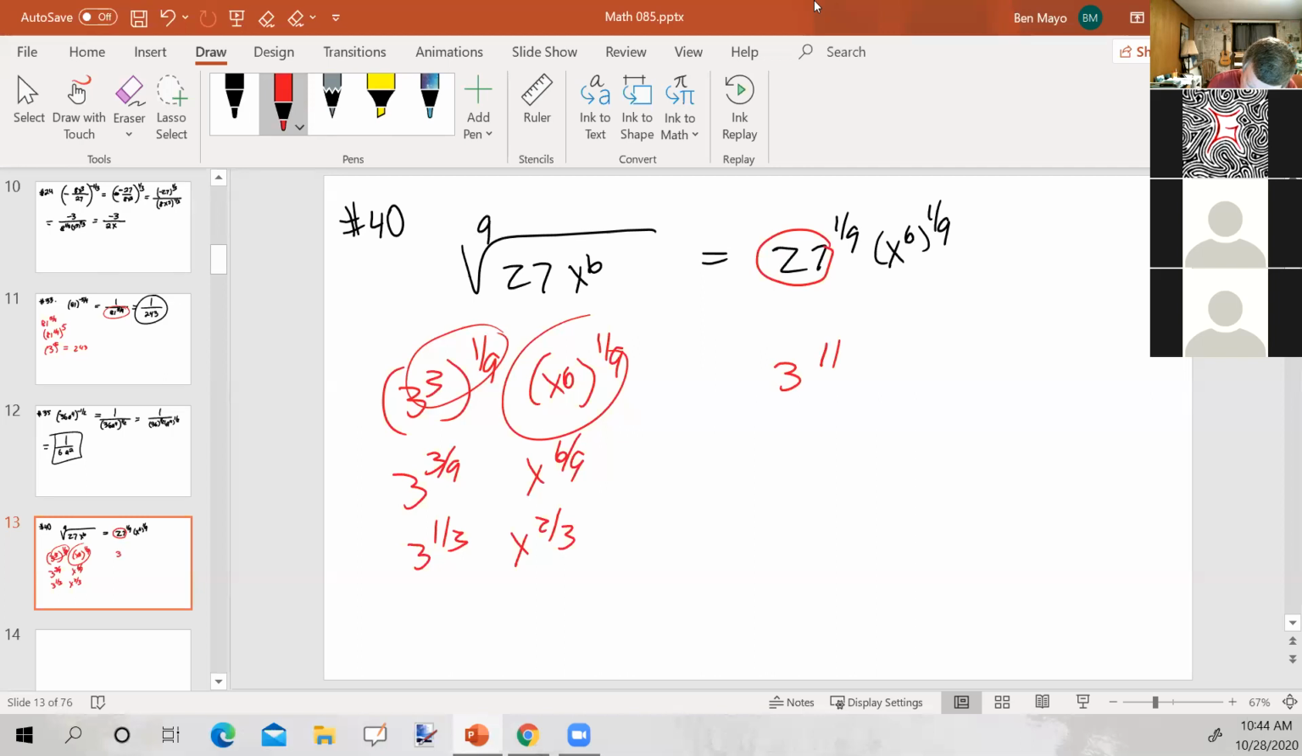This is 3 to the 1/3 x squared to the 1/3. Why would I want to write it that way? So now I can make it a cube root of 3x squared. So that way I'm able to put everything under the same radical with the same index. Again, that one is a bit tricky.